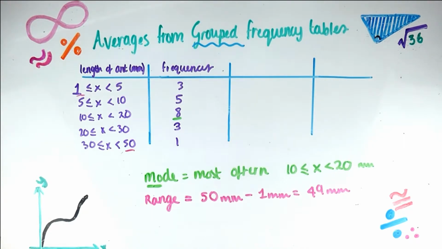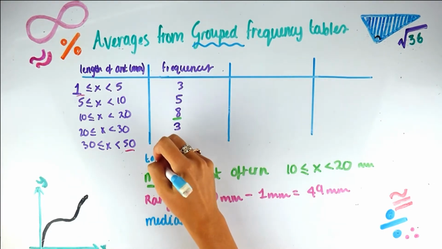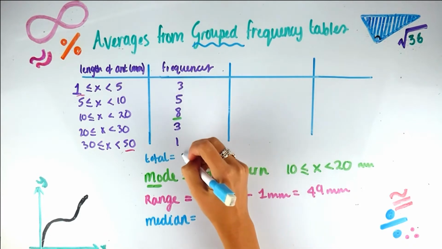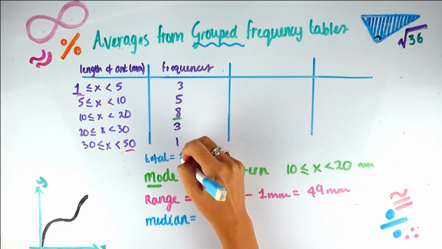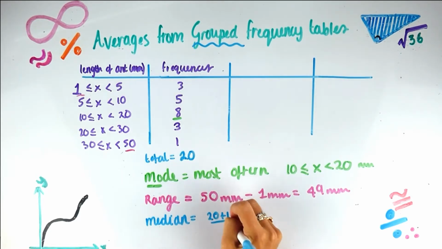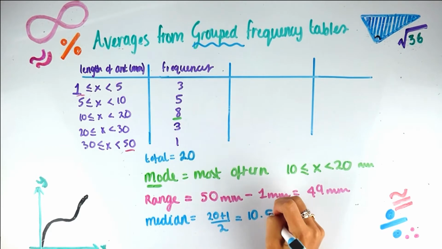Now let's have a look at doing the median. So the median we know is the middle value. So first we need to know what point that middle value lies. So we need to know the total number of ants we're looking at. So if we add up the frequencies, we're going to know the total number of ants we're working with. And the total, if you add up these, is 20. So we've got 20 ants. So to find the middle data point, we're looking at the 20 plus 1 divided by 2 data points. That is the 10.5 data points.